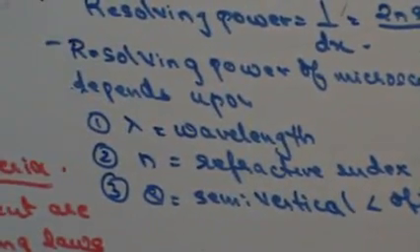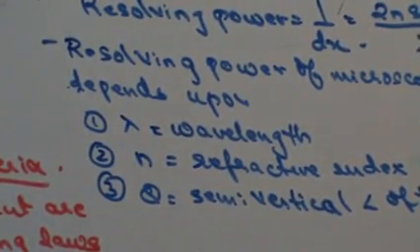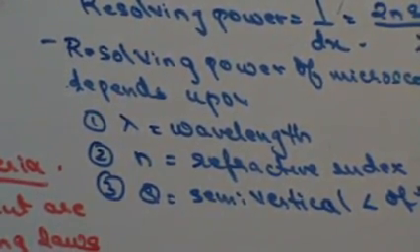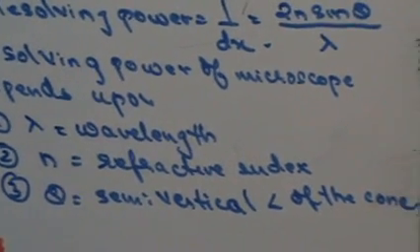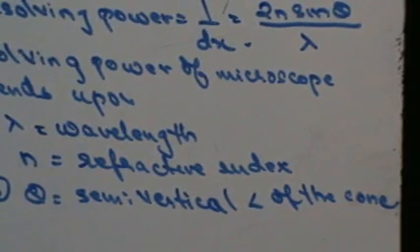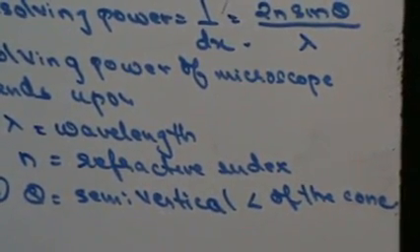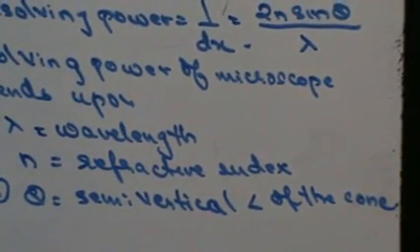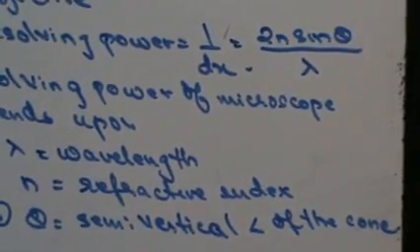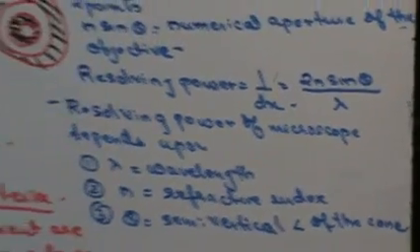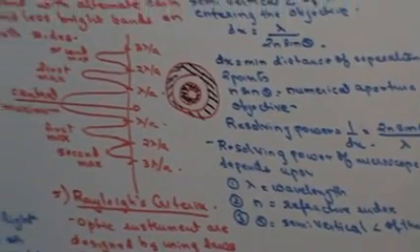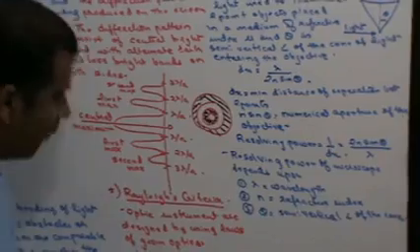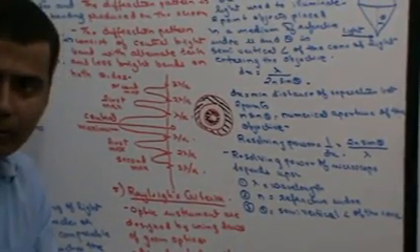So if I want to increase the resolving power of my microscope, how would I do it? It is directly proportional to the refractive index, directly proportional to the semi-vertical angle, and inversely proportional to the wavelength of light. I cannot change the refractive index. So either I change the semi-vertical angle by changing the numerical aperture of the objective, or I decrease the wavelength of light used for illuminating the object. By using either one of them, I can increase the resolving power of the microscope, right?